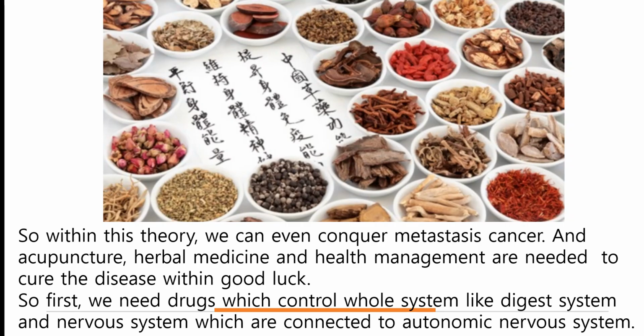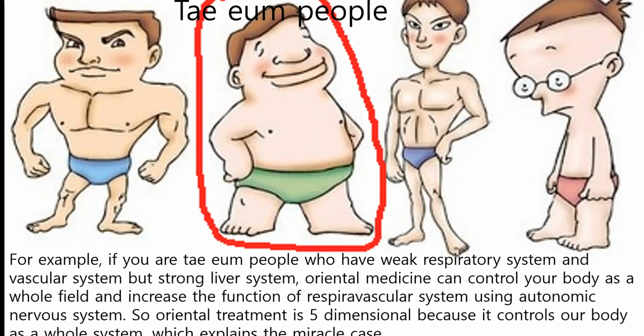So within this theory, we can even conquer metastasis cancer, and acupuncture, oriental medicine, and health management are needed to cure the disease with good luck. So first, we need drugs which control the whole system like the digestive system and nervous system, which are connected to the autonomic nervous system. For example, if you have a weak respiratory system and vascular system, but a strong liver system, oriental medicine can control your body as a whole field and increase the function of the respiratory and vascular system using the autonomic nervous system. So oriental treatment is 5-dimensional because it controls our body as a whole system.